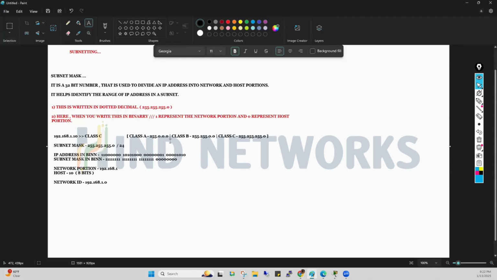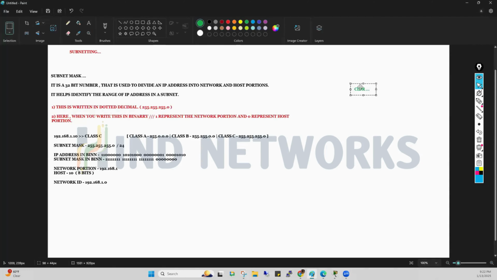Now the next concept that we need to understand is called CIDR. CIDR represents classless inter-domain routing. First of all, we need to discuss what the problem was before CIDR. CIDR is the new concept, but we need to understand the problem before it and how CIDR solves that problem. Then you will understand CIDR very easily.